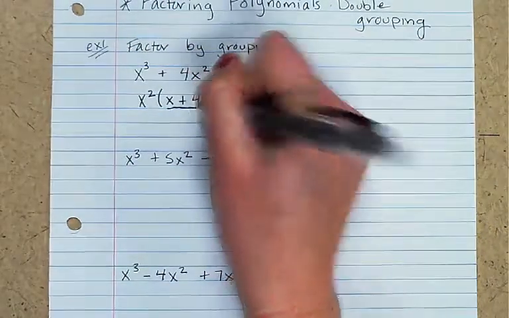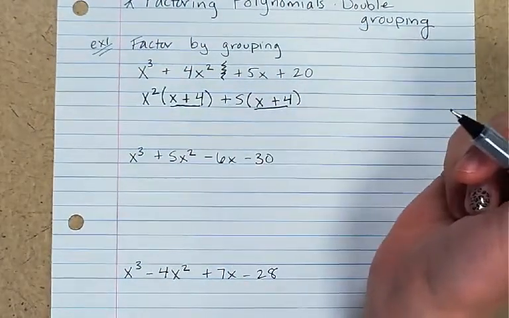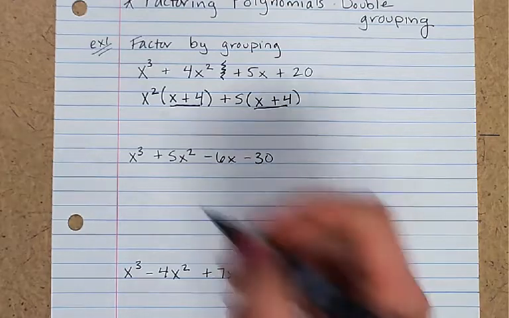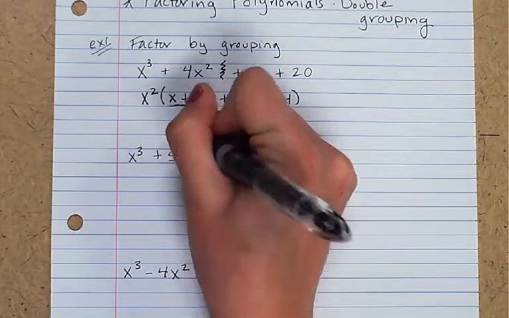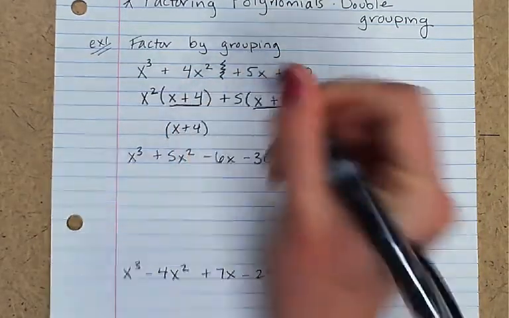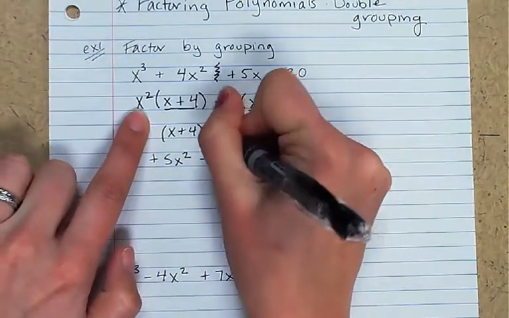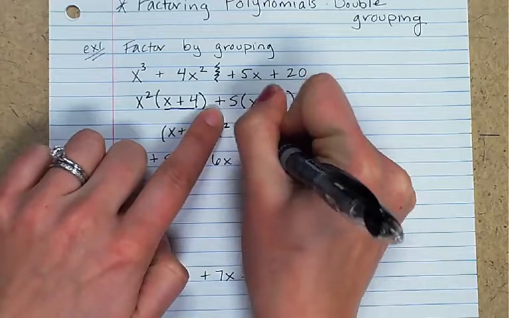If these don't match when you get to this step, then either it's a prime polynomial or there's an error somewhere. So then the fully factored form, the first factor is x plus 4, the ones that match. And then the second factor is the part that's left over, the x squared and the positive 5.